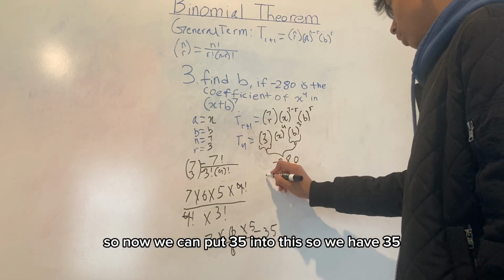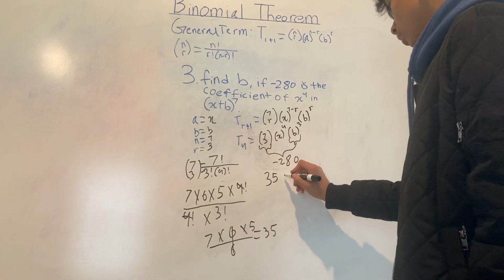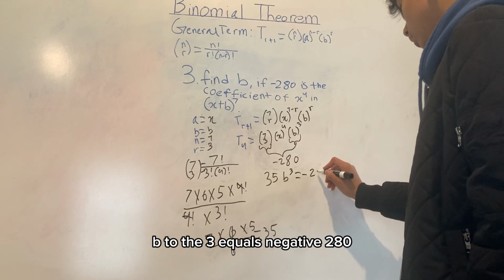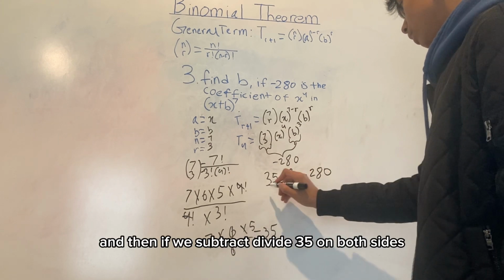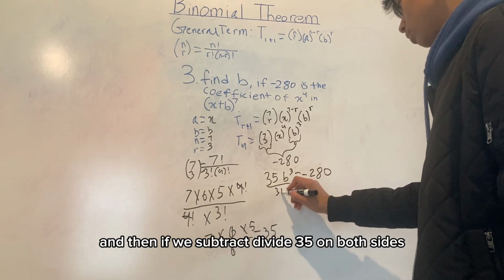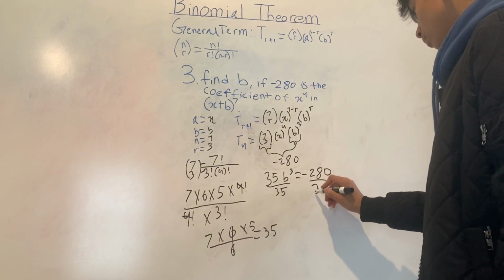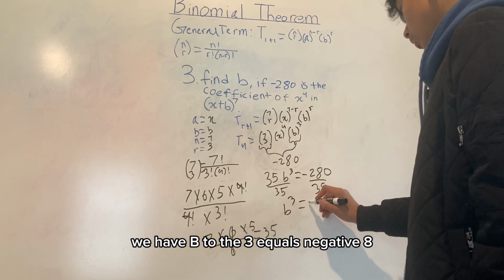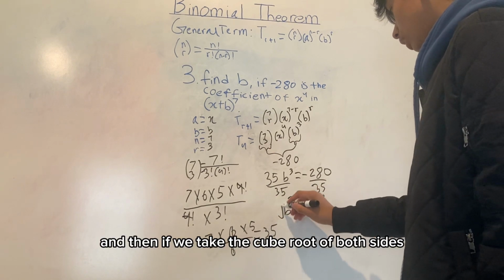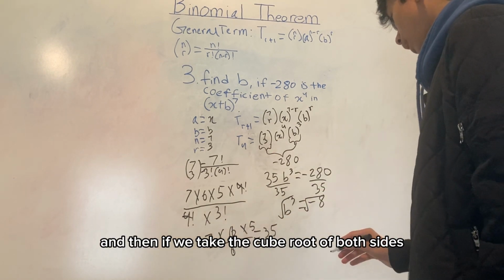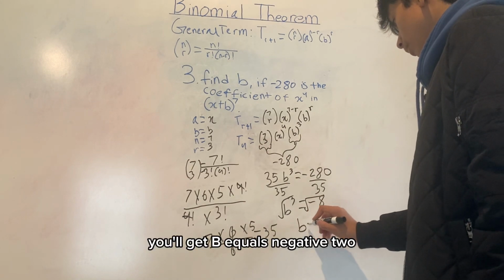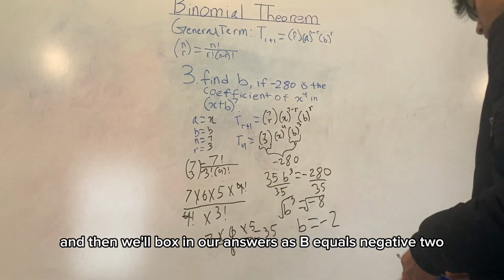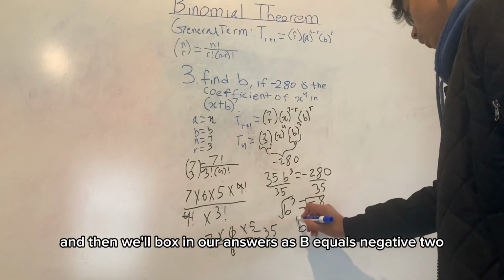So we have 35 b to the 3 equals negative 280. And then if we divide 35 on both sides, we have b to the 3 equals negative 8. And then if we take the cube root of both sides, you'll get b equals negative 2. And then we'll box in our answer as b equals negative 2.